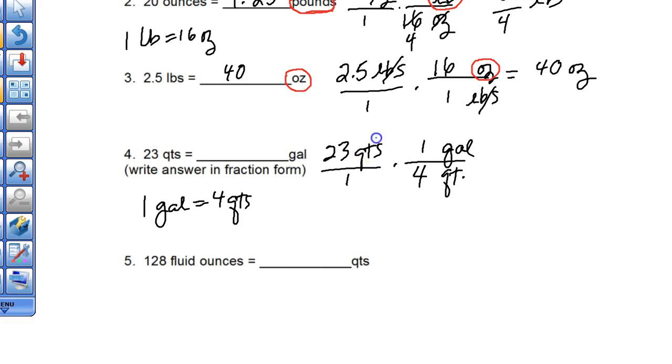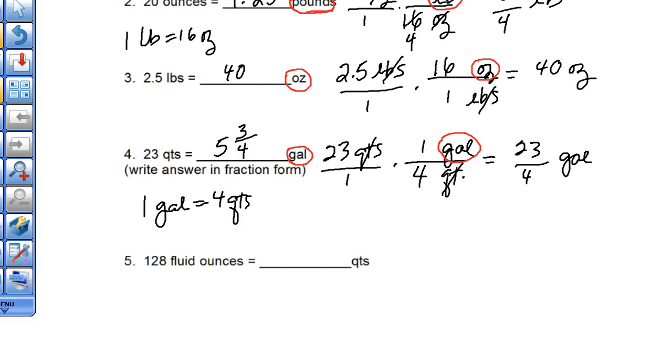Now I'm going to do some cross-canceling here with my quarts. Again, I want to end up with gallons, and I do end up with gallons. And then I'm going to multiply, since I can't cancel 23 and 4. 23 times 1, 1 times 4. These are gallons. They want this answer in fraction form. 4 goes into 23 5 times with a remainder of 3. So I have 5 3/4 gallons.